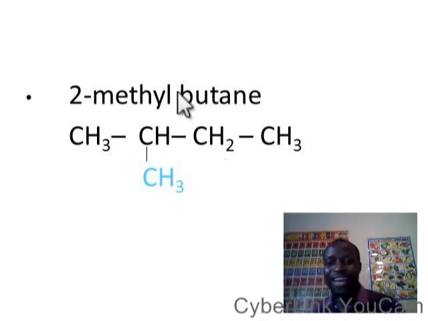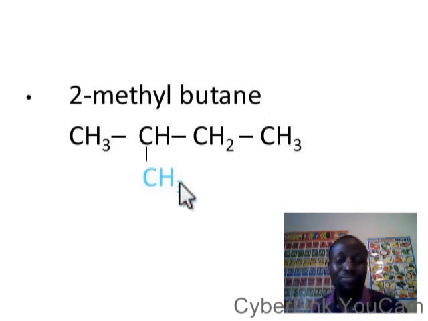The second isomer is 2-methylbutane. Say it with me: 2-methylbutane. How did we get 2-methylbutane? Let's start from how we got butane first. We get butane because any 4 carbons on a straight chain is called but. The 'ane' there is from the family name, which is from alkane. So butane is because there are 4 carbon atoms on a straight chain.